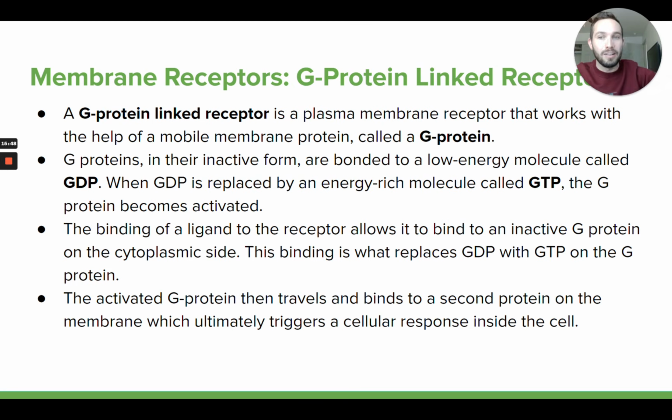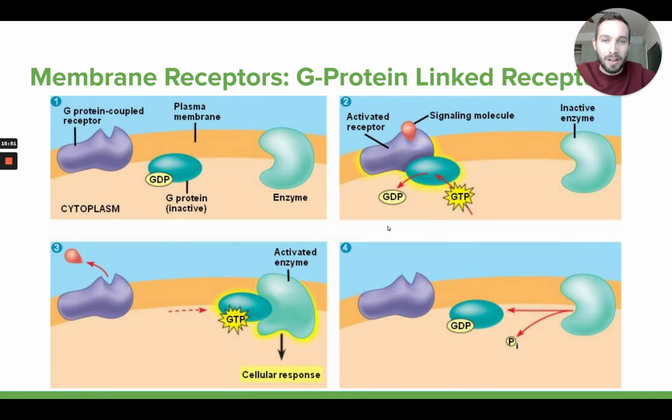I won't read all of this, but I'll walk you through this picture that shows you what's going to happen. Here's a G protein linked receptor, or in this case, they call it a G protein coupled receptor. It's this one right here. It's a membrane receptor located on the cell membrane. And there's a ligand that can bind to it, a specific signaling molecule. You can see that here. When that ligand binds to this G protein linked receptor, it causes the receptor to change shape and become activated, allowing it to bind to a G protein on the inside of the cell.